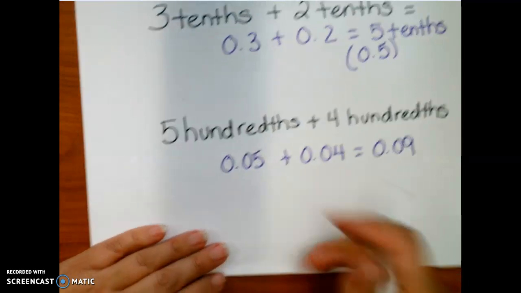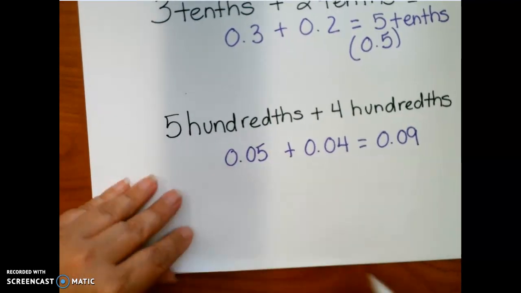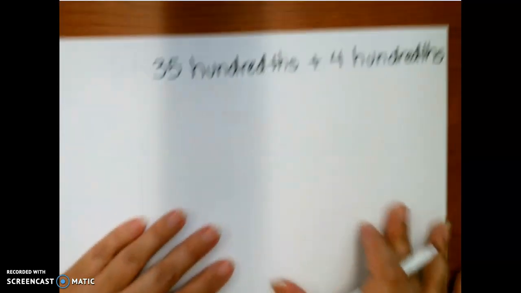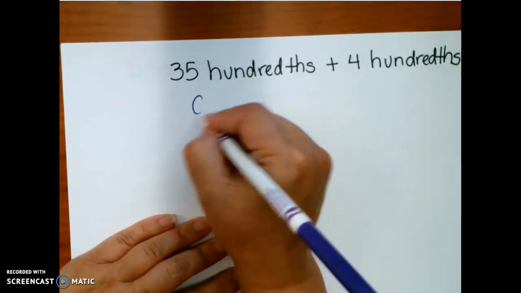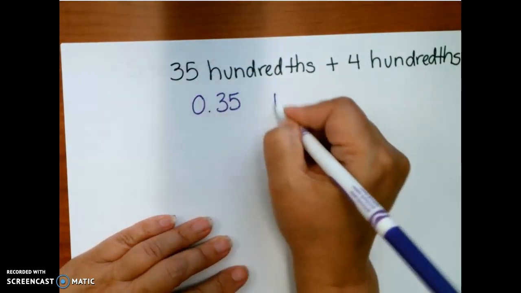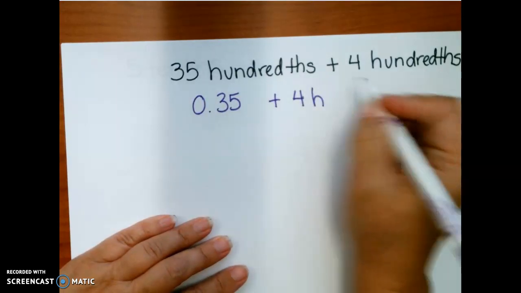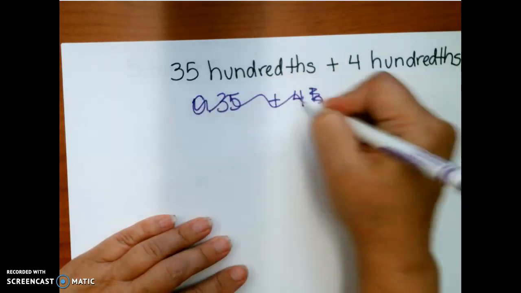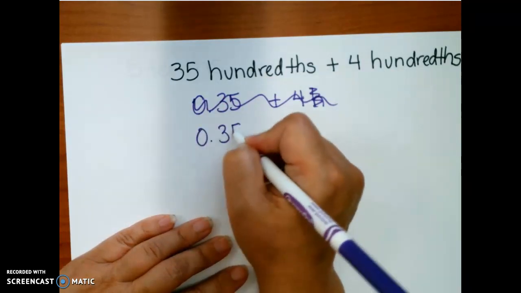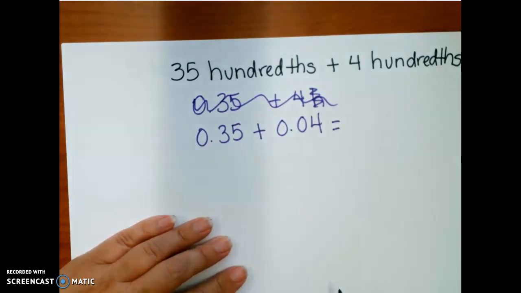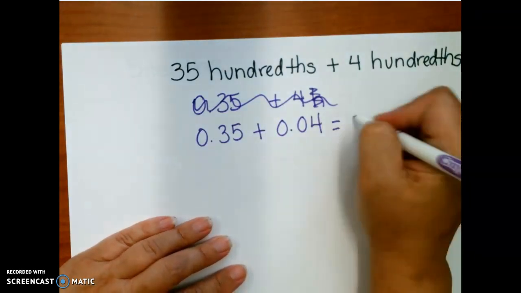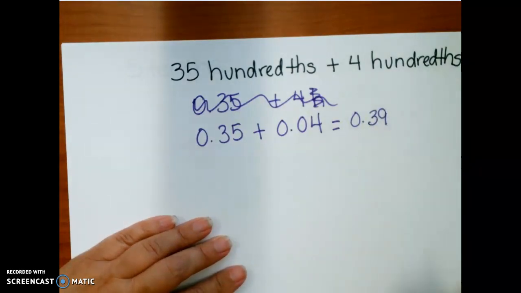Now, what about 35 hundredths plus 4 hundredths? Oops. Let's start over. What does that equal? 39 hundredths. Okay, now we're going to play with these tenths a little bit.